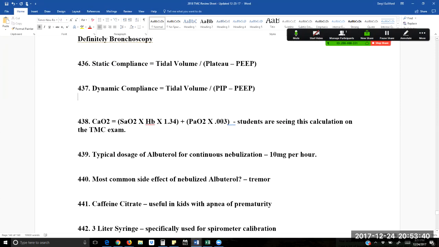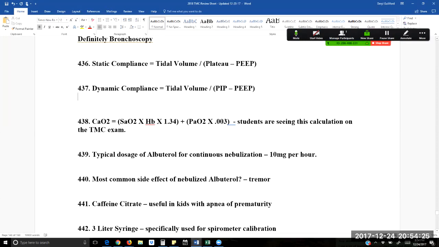Students are seeing this CaO2 calculation on the exam. There aren't many calculations. Every student I talk to says, well, I only had 3 or 4 calculations. But we are seeing this one, and it's one of the harder ones to remember. Let's just be honest, that CaO2 formula is pretty tough. It's hemoglobin times saturation times 1.34. That gives us the bound oxygen plus PaO2 times 0.003, that's the dissolved oxygen. So you have to add those two together to get the total. If it were venous, it's just the same. It will be SvO2 times hemoglobin times 1.34 plus PvO2 times 0.003.